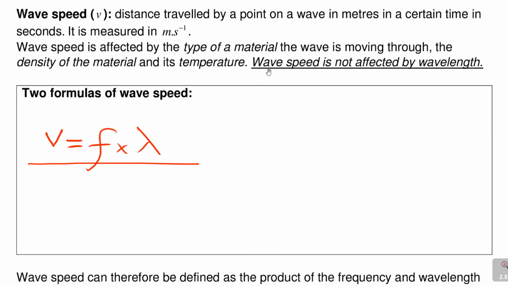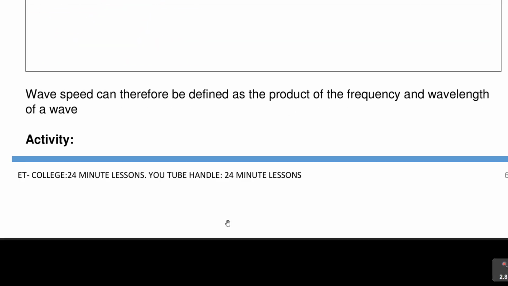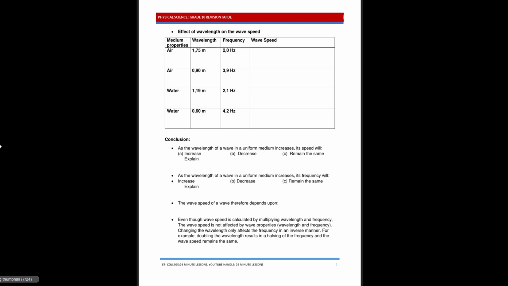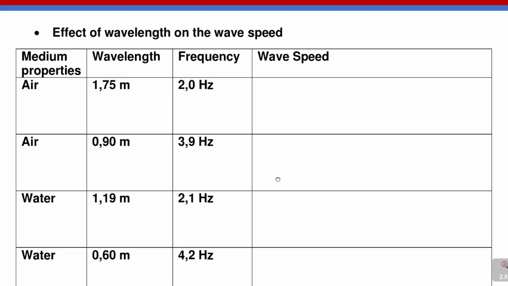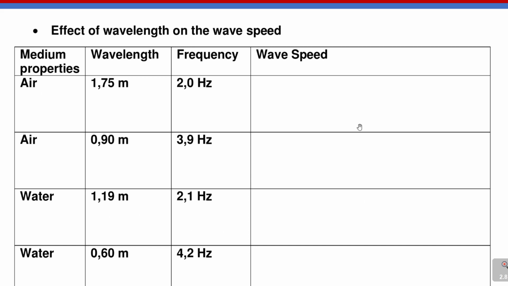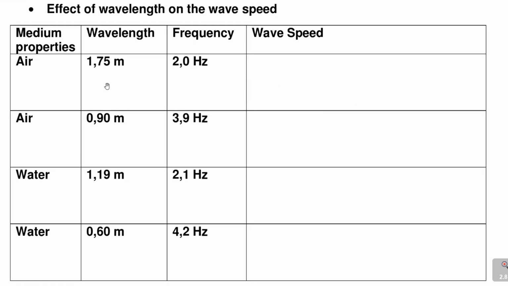We say the wave speed is not affected by the wavelength, but we're going to talk about that. There was an activity that I said you must do, which I want you to check against your answers here. It says effect of wavelength on speed, and this is what we want to investigate. We're going to calculate the wave speed. Remember the formula, v is f lambda, frequency times wavelength, and they gave us the frequency and the wavelength.